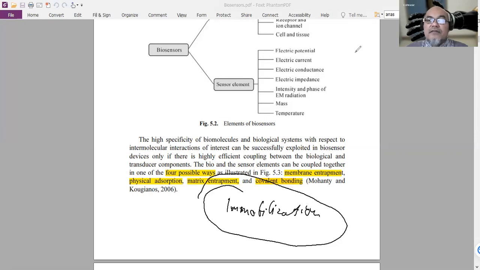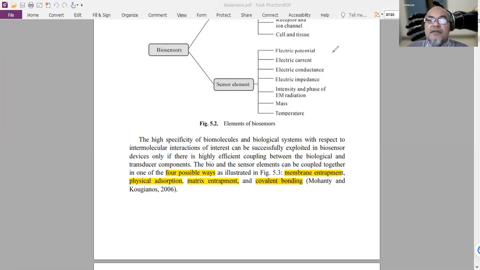And to do that, there are four different ways to do the immobilization. One is using membrane entrapment. In this case, we entrap the biomolecule inside a membrane, in the porous structure of the membrane, for example, so that it cannot go outside. But the analyte can go inside to react with the molecule, and then the analyte cannot go outside to the free liquid space. Then the second one is using physical adsorption.